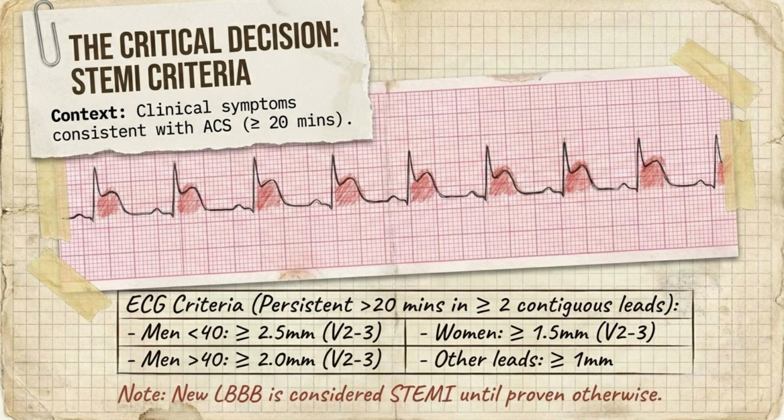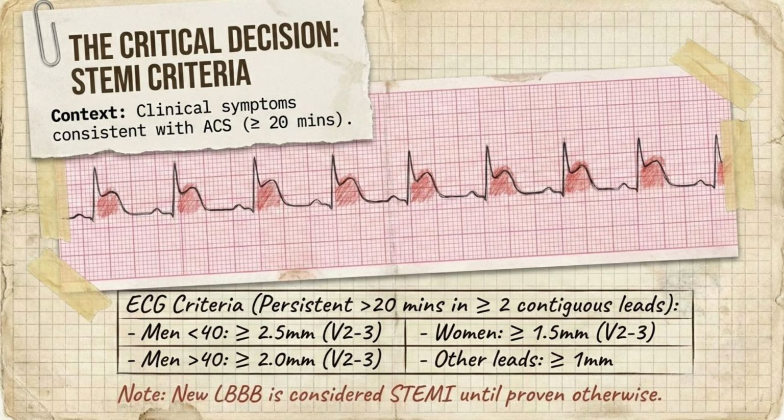Let's go down the STEMI path first. That's the big emergency. How specific are the criteria for calling a STEMI? It's defined down to the half millimeter. It's incredibly specific. The changes have to be in at least 2 contiguous leads, 2 leads looking at the same part of the heart. And I was fascinated to see that the criteria are actually different depending on your age and sex. Yes, that's a critical point.